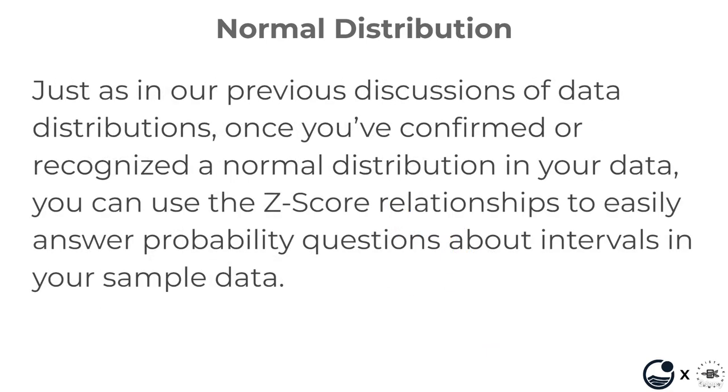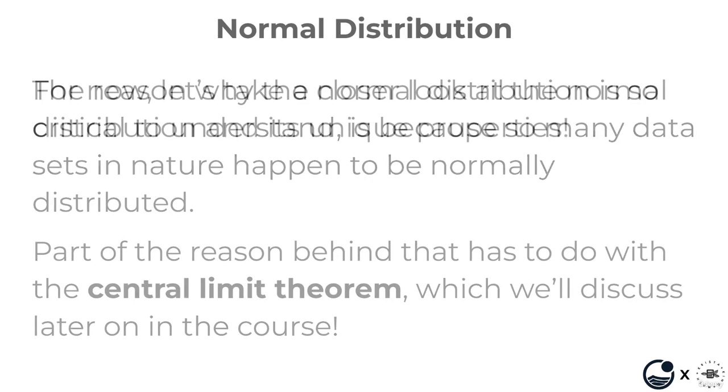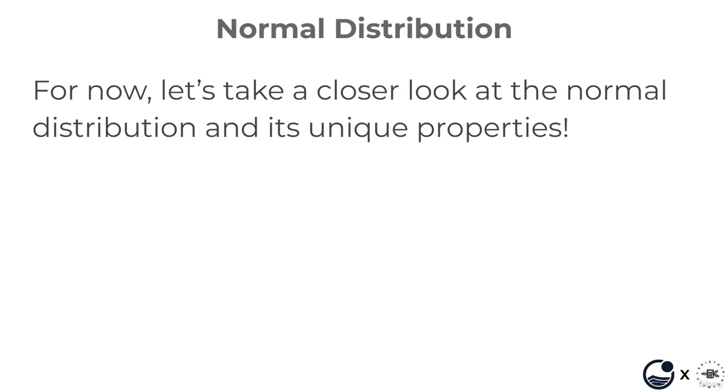So just as in our previous discussions of data distributions, once you've confirmed or recognized a normal distribution in your data, you can use the z-score relationships or formulas to easily answer probability questions about intervals in your sample data. The reason why the normal distribution is so critical to understand is because so many datasets in nature happen to be normally distributed. Part of the reason behind that has to do with something known as the central limit theorem, which we're going to discuss later on in the course. For now, let's take a closer look at the normal distribution and its unique properties.